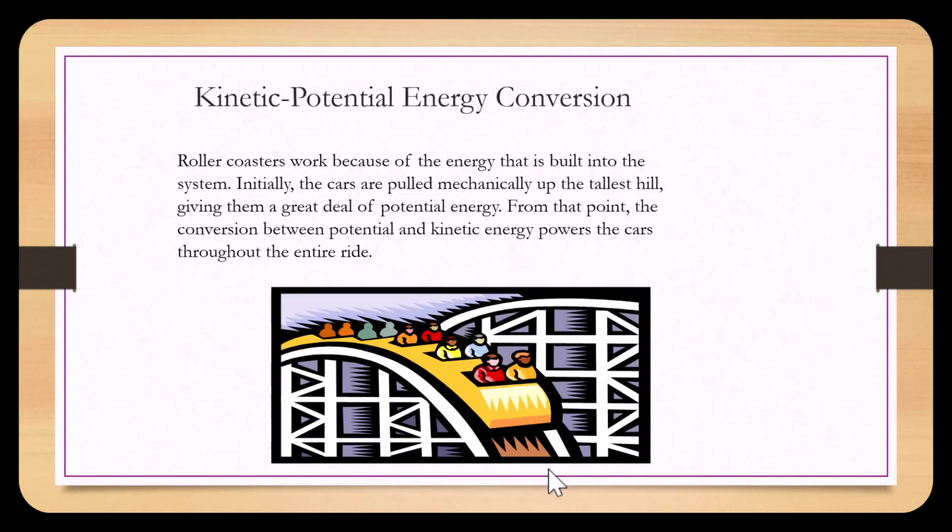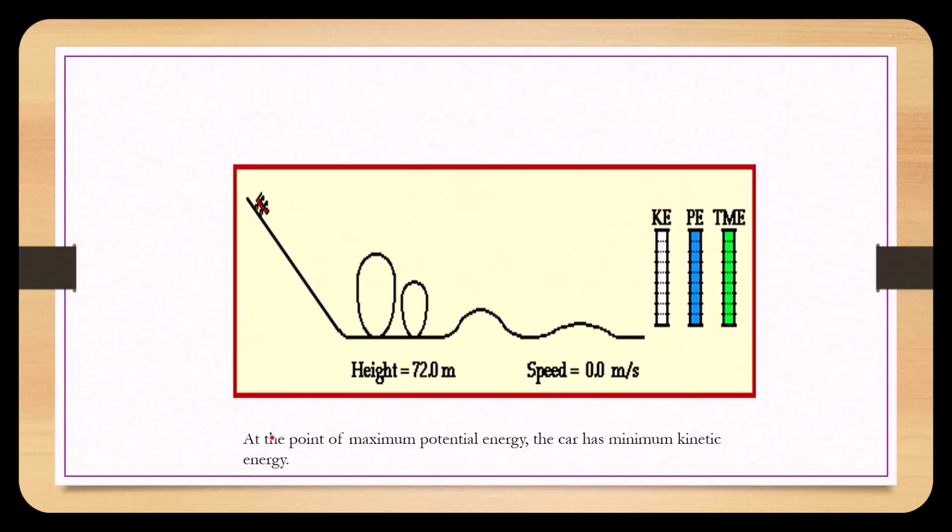Roller coasters work because of the energy that is built into the system. Initially, the car is pulled mechanically up the tall hill, giving them a great deal of potential energy. From that point, the conversion between potential and kinetic energy powers the car through the entire ride. So when we look at this cartoon, we can see that when the cart is at the top of the roller coaster, it has the most potential energy, and when it's at the bottom of the hill, it has the most kinetic energy. As the cart goes down the hill, the potential energy decreases and the kinetic energy increases. And as it goes up the hill, the potential energy increases and the kinetic energy decreases.